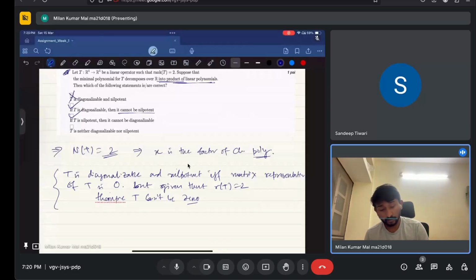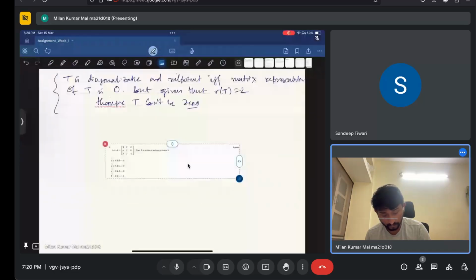Okay, let's go to the next option: then T is similar to a diagonal matrix. I just want to first do the Jordan canonical form. This is something like a Jordan canonical form problem. I will do this one after that, because at least one problem should be from Jordan canonical form.